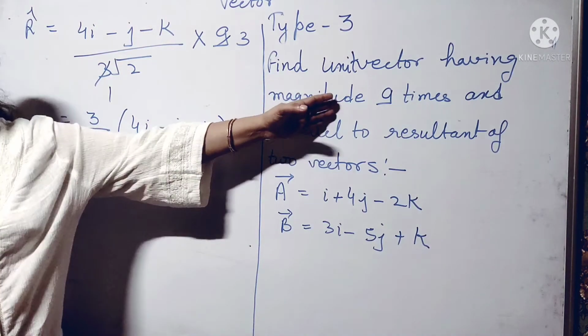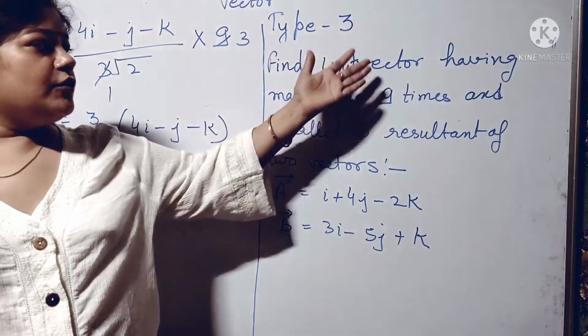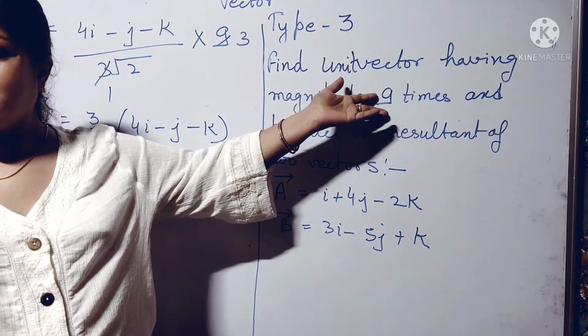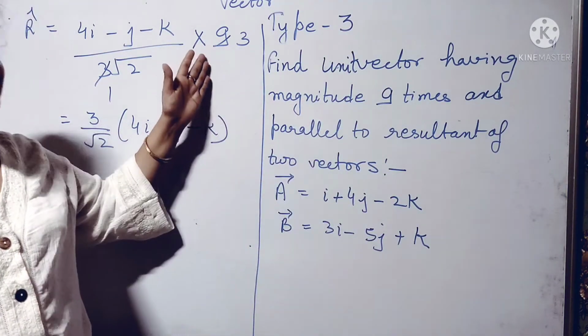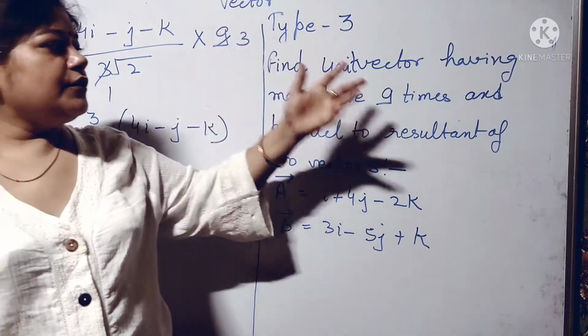So if it is any time, it can also be the magnitude of any given vector. Then we find the magnitude and multiply with that quantity. Okay, now the next pattern.